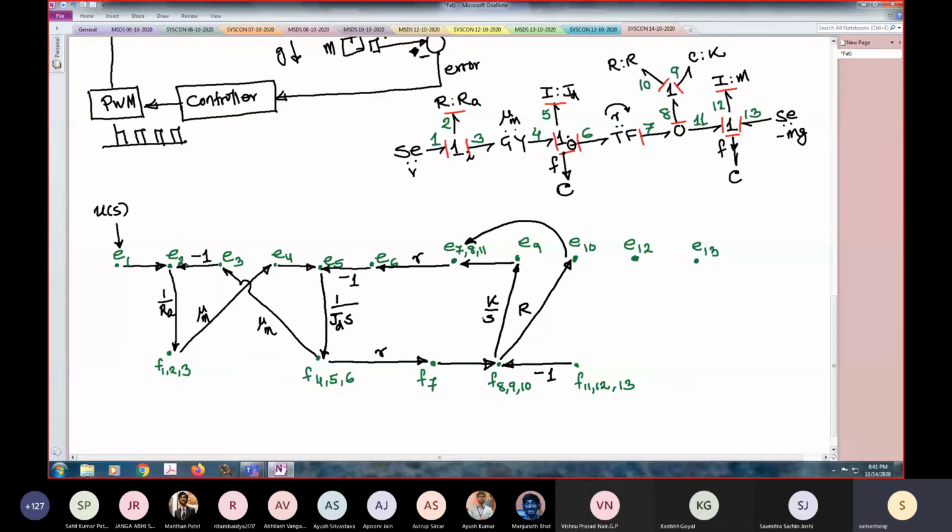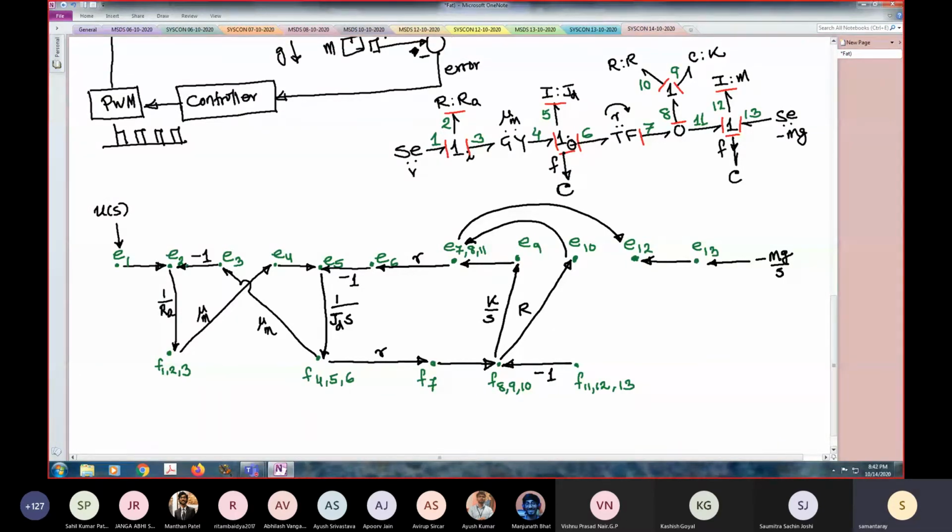Then we have the last junction. There the strong bond is bond number 12. Flows are equal, already put. So E12 is E11 plus E13. E12 is E11 from here, plus E13. And E13 is something which is constant. E13 is constant, its Laplace transform is mg by s. Constant Laplace transform is 1 by s, unit step.